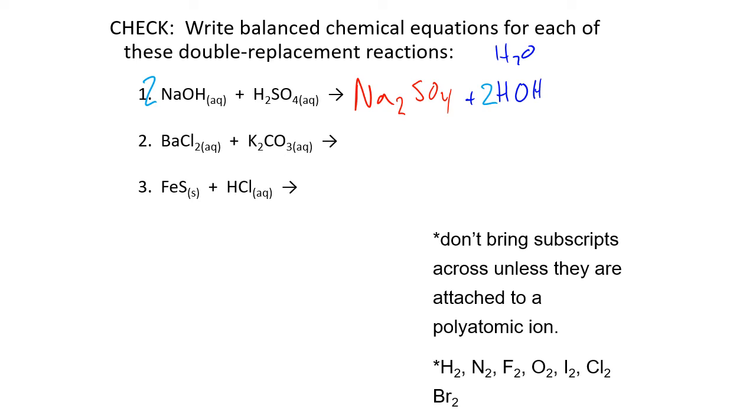Next one, outside, outside, Ba with CO3. Ba is a 2+, CO3 is a 2-, so it's going to make BaCO3. There's our outside, outside. Inside, inside, we have K, we have Cl. K is a +1, Cl is a -1, so it makes KCl. So there's outside, outside, inside, inside. Then we have to balance. If you look at this, there's 2 Cl's, 2 K's, so I have to put a 2 right there.